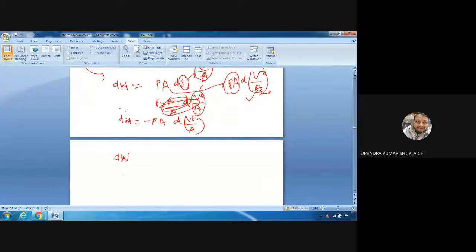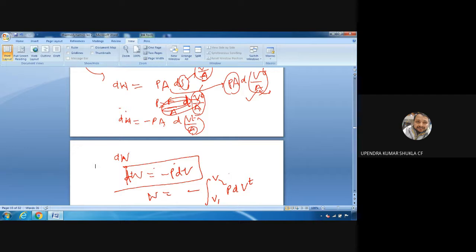Now अगर आपको W find out करना है then you must integrate it. So A is constant, area of the piston. So you can take outside. So A will cancel out. So this is minus P dV. So this is the work done. Now this is still dW because अभी हमने integrate नहीं किया है, और W you will get by integrating. Suppose V1 to V2, then P dVt.